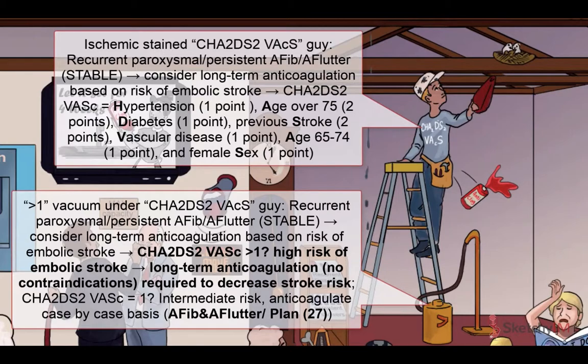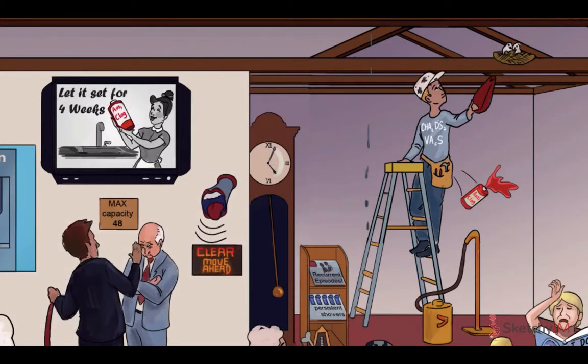A score of 0 is considered low risk, and anticoagulation is generally not recommended. A score greater or equal to 2 is high risk, and anticoagulation is generally recommended. A score of 1, however, is intermediate, and the decision for anticoagulation has to be made on a case by case basis. To emphasize a score greater than 1 requiring definite anticoagulation therapy, we've incorporated a greater than 1 into the vacuum cleaner. And for all the components of the score, just think of CHADS VAX. Check out the text on the screen for all the details.